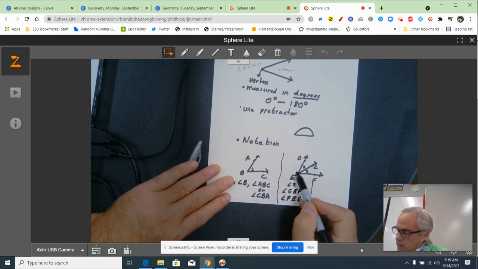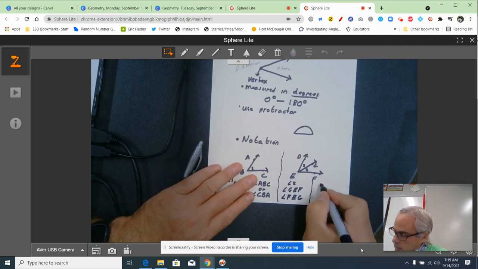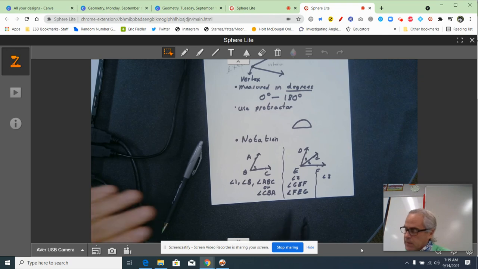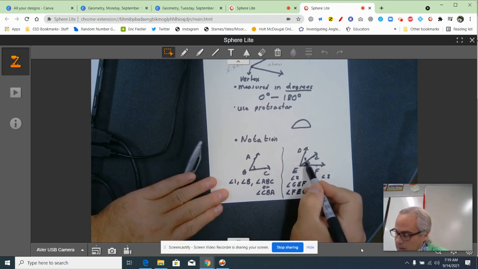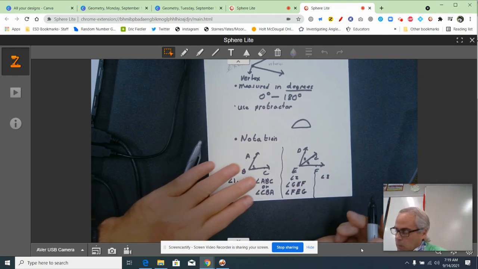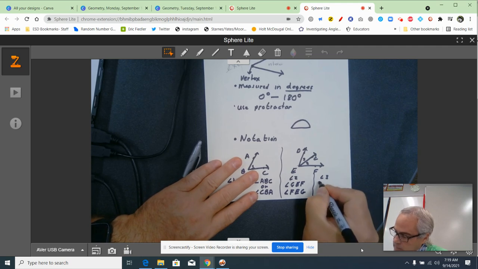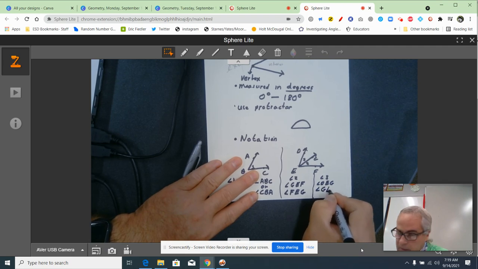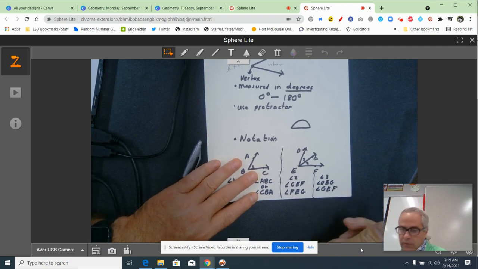Let's say I'm talking about this angle up here. I could say angle 3 because they give me a number. If they don't give me a number, then I have to use 3-letter notation. I can't say angle E because angle E is a vertex of more than one angle, but I could say angle DEG or I could say angle GEF. Those would work.